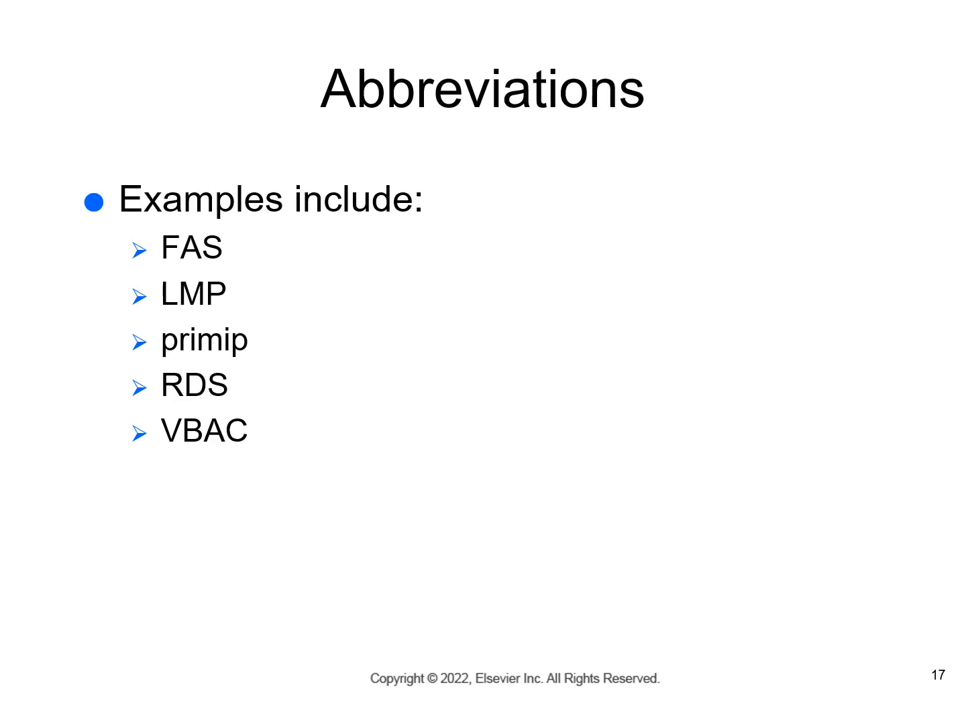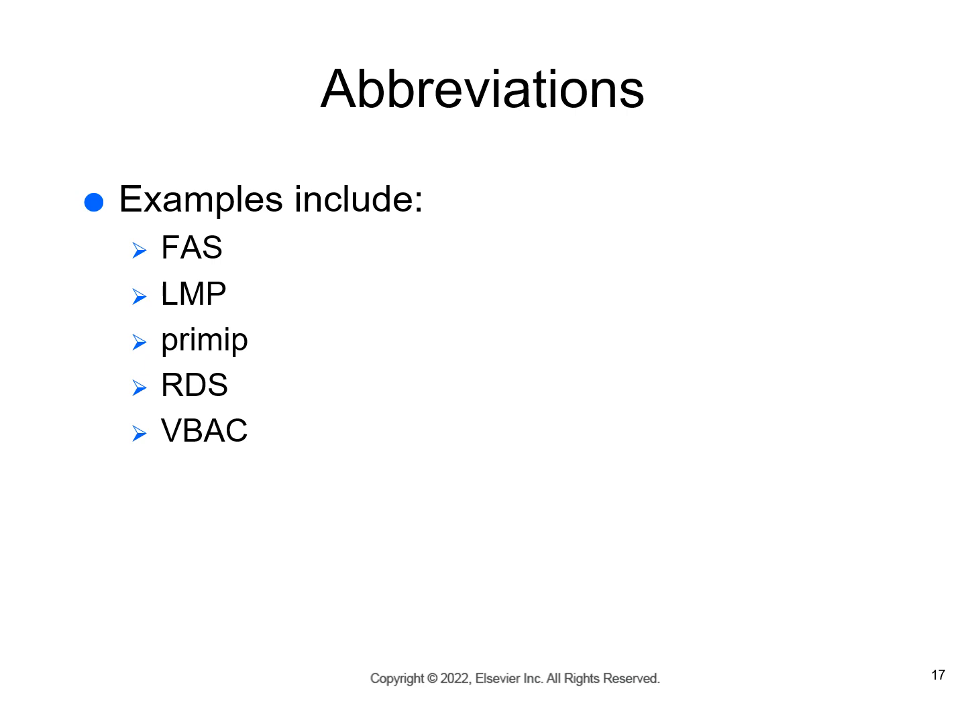And last, we've got some abbreviations. FAS stands for fetal alcohol syndrome. LMP, if you work in obstetrics or gynecology, you will see LMP every single day. That means last menstrual period. PRIMIP means primipara or first pregnancy.